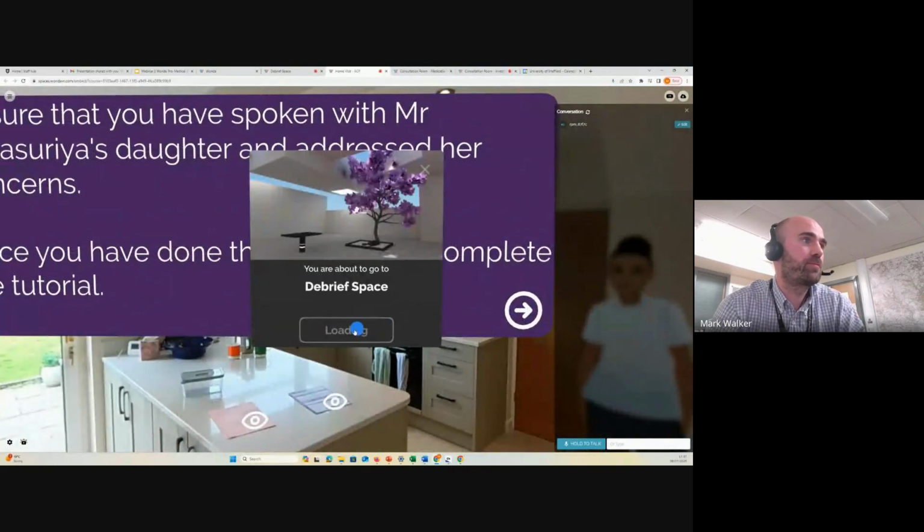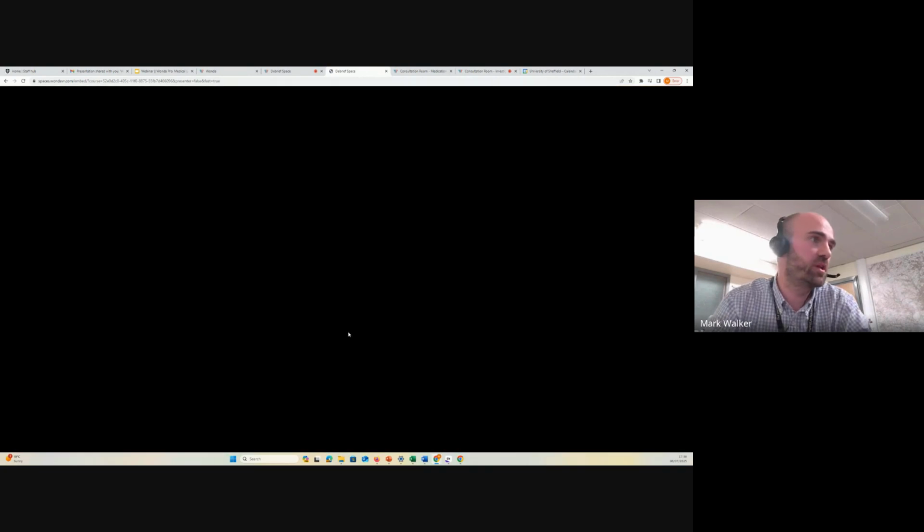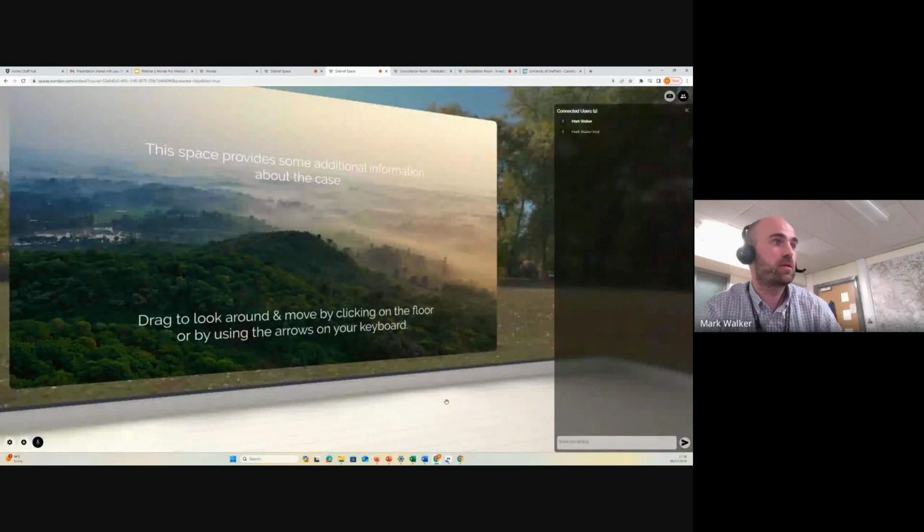And then when you get to the end, you can get it to load into the debrief space. So this is a space which I'm building, just to have a natural end to the teaching session.